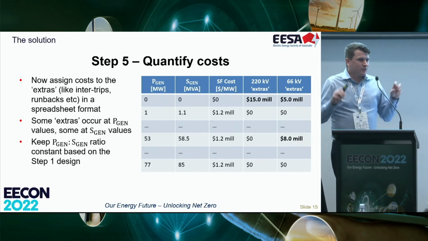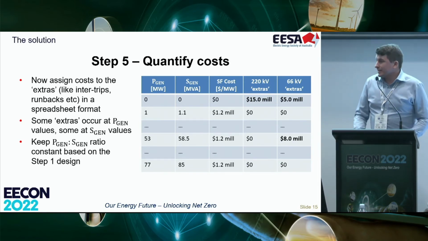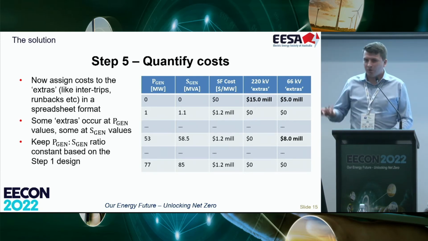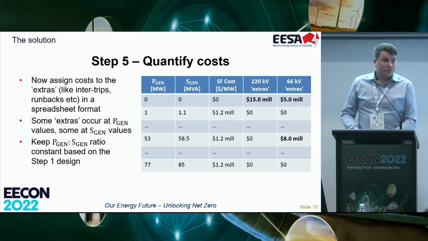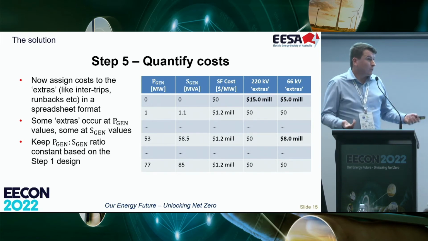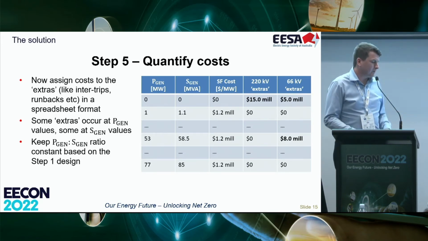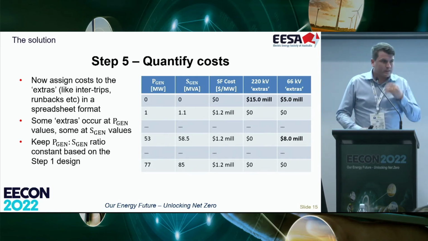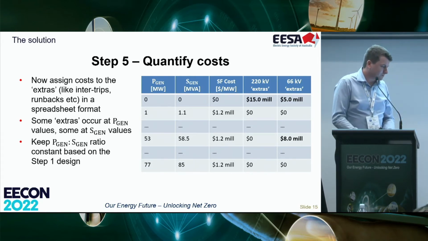And from the extra costs, if we want to do a 66 kV connection, we need to buy a substation. I don't know, 5 million of arbitrary dollars. If we want to do a 220 kV connection, it's going to be a lot more assets. Let's call it 15 million. And then we can step through and identify all the stuff we went through previously, and we can quantify those costs.